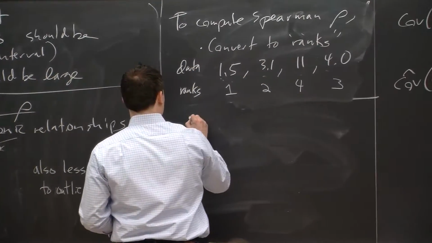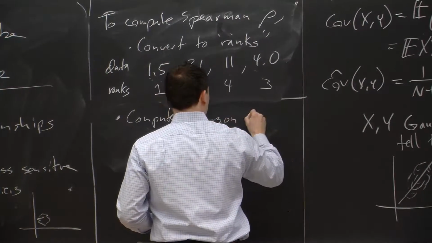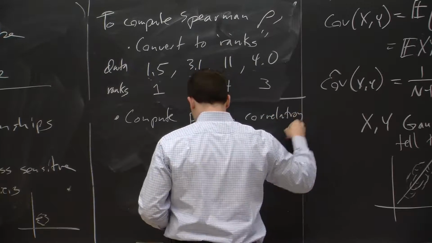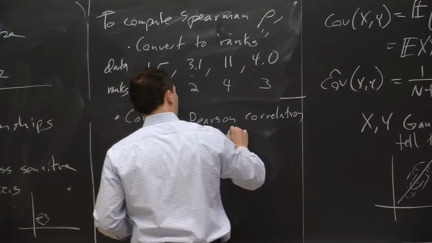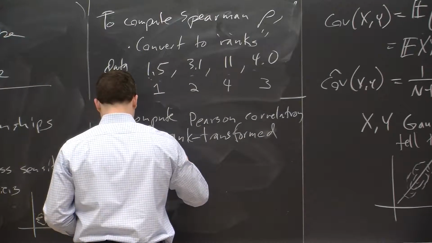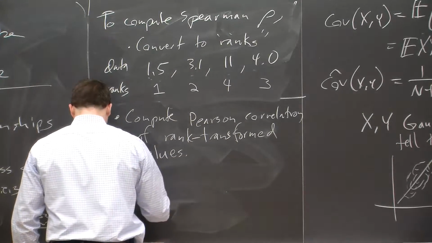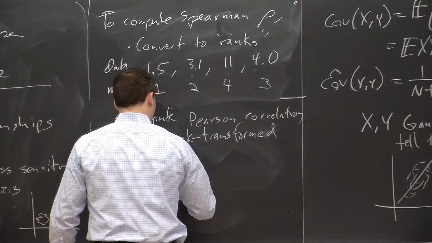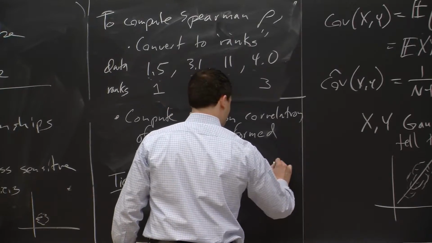So we convert it to ranks, and then we compute the Pearson correlation of these rank transformed values. So there's one funny thing that can happen. What happens if I have ties? Suppose my data was 0, 1.1, 1.1, 1.1, 3.2, and 4.7.